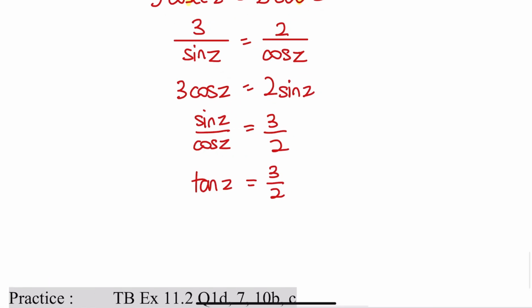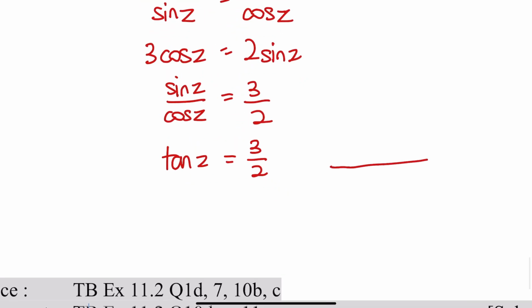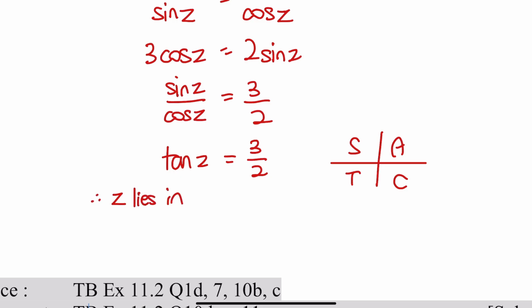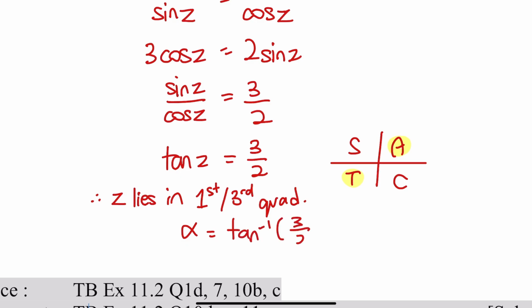Okay, therefore from here, steps are exactly the same now. Identify quadrants by ASTC. This means that z lies in... this is positive, so therefore it lies in the first quadrant and third quadrant. So this means that the reference angle now is tangent inverse 3 over 2. Press in the calculator, radian, round off to 5 SF. We should get, let's calculate that.